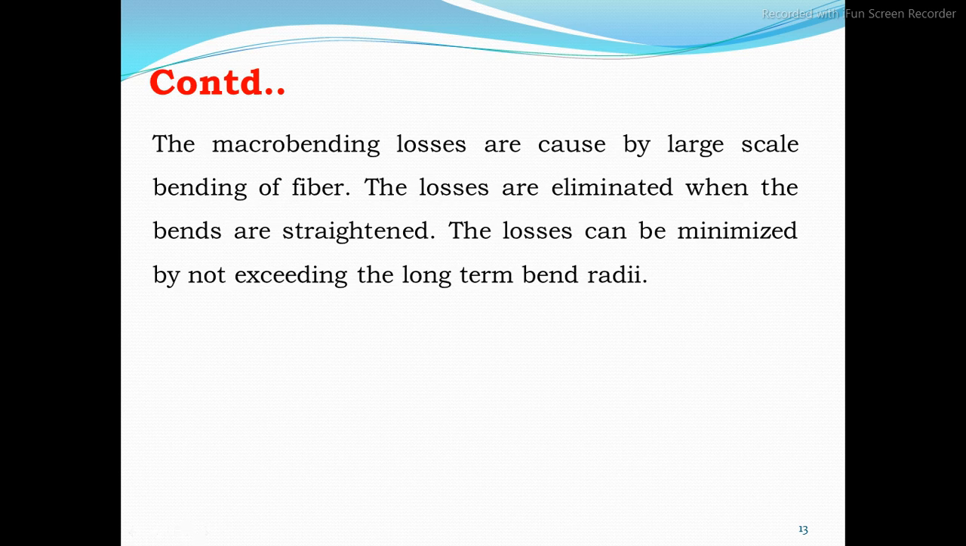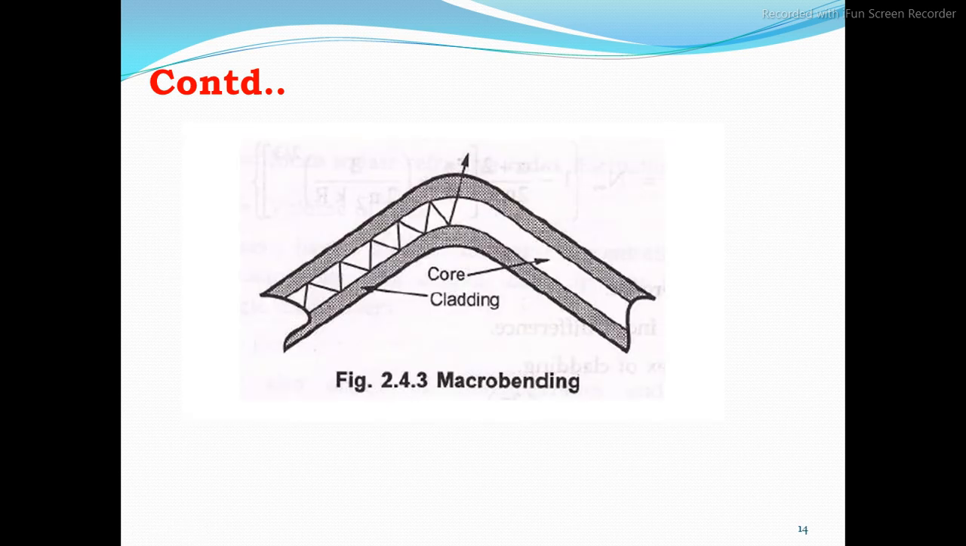This is the representation of the macro bending loss. When the light enters the core region, it is reflected back, and once there is a sudden change, the light escapes from the core to the cladding region, and the light never returns back to the core region.